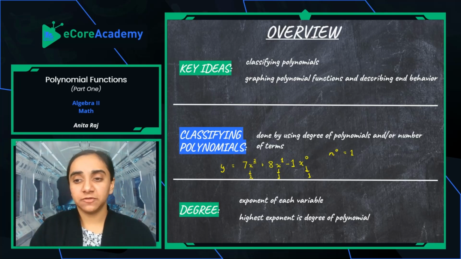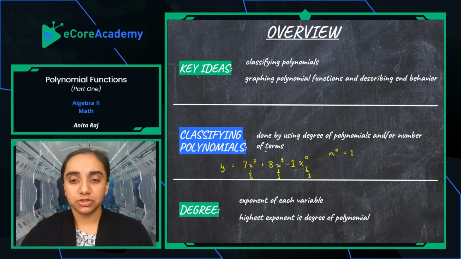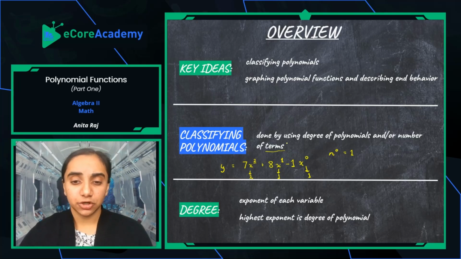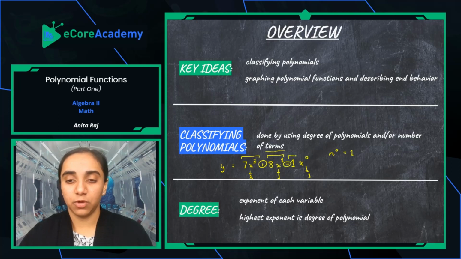We can also classify it by looking at the number of terms there are. Remember, terms are pretty much going to be numerical values separated by addition or subtraction. In this case, the terms in this polynomial here are 7x squared. Then you have a plus sign here. Then we're going to have the 8x to the first power. We're going to have a minus sign here, and then we're going to have the 1. So this polynomial has 3 terms.